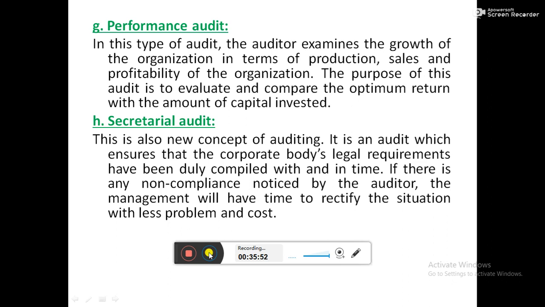These are the different types of audits. Rest of the things we will discuss in the next session.